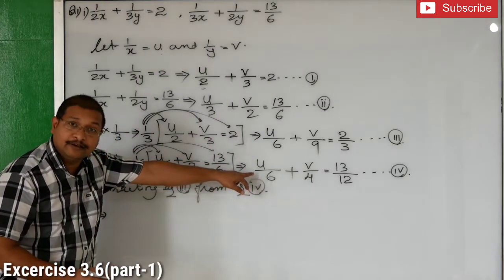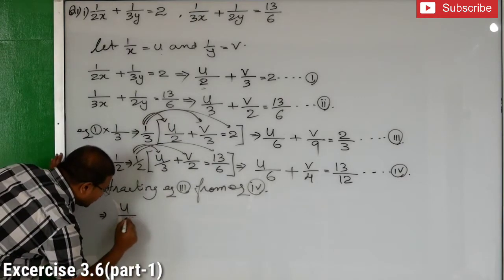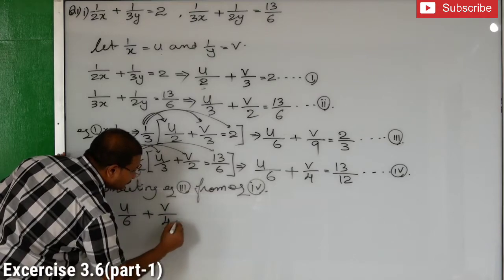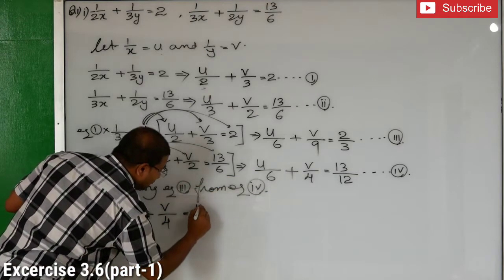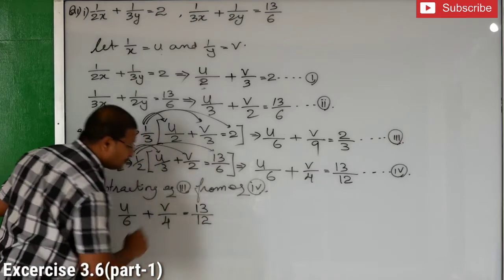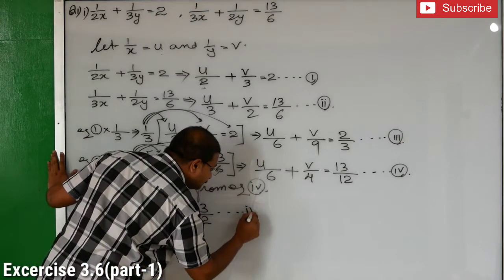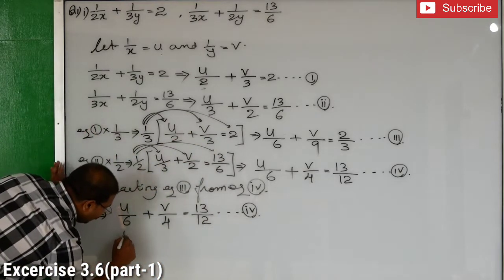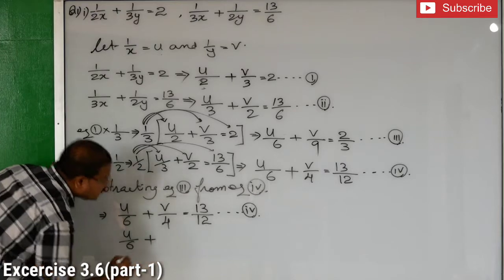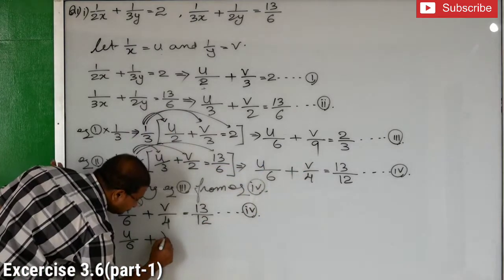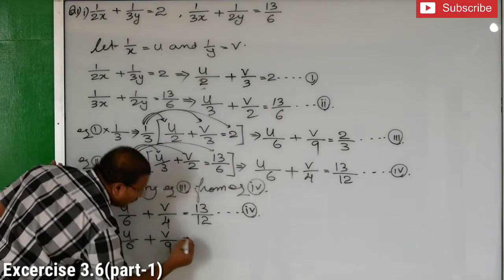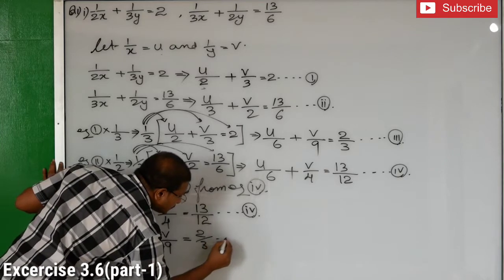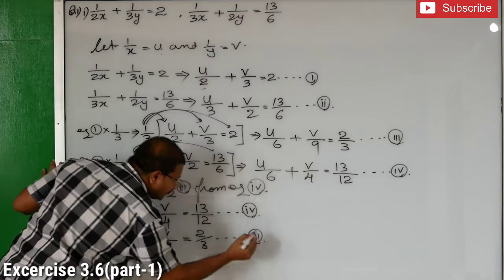What is the fourth equation? u by 6 plus v by 4 equals 13 by 12. This is the fourth equation. After that, third equation. What is the third equation? u by 6 plus v by 9 equals 2 by 3. Now we have to subtract.